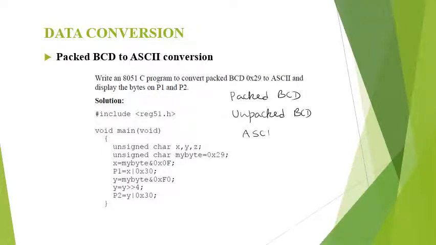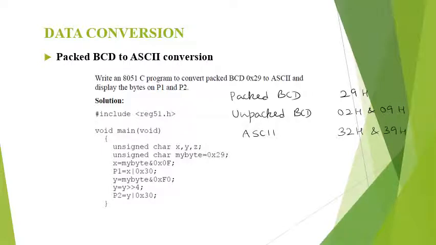If the packed BCD number is 29H, then the unpacked BCD numbers will be 02H and 09H. In unpacked BCD, the BCD number is represented by the lower 4 bits and the higher 4 bits will be 0. And then we add 30 to get the ASCII form. So we get 32 and 39. Let us see an example to illustrate this.